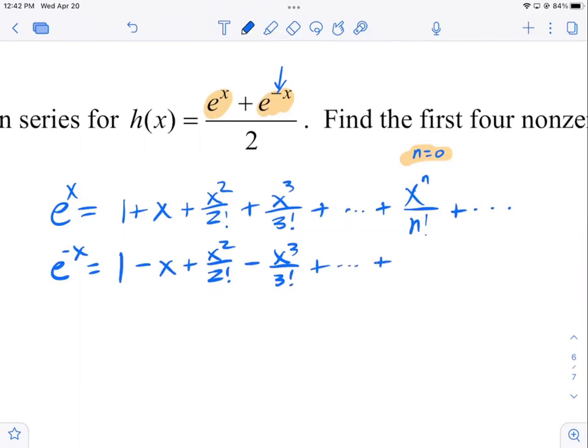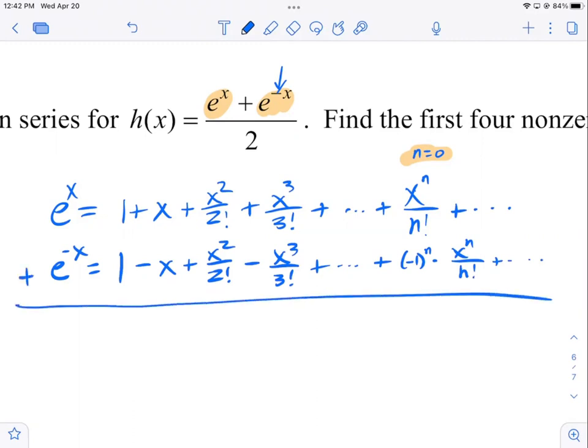Plus, now this is going to have an alternator, negative 1 to the n times x to the n over n factorial, plus ... And let's see, when I plug in a 0, I get a positive term. So that works well. And now I'm going to add these vertically. So that gives me e to the x plus e to the negative x. And if you notice, all of the odd terms cancel out.